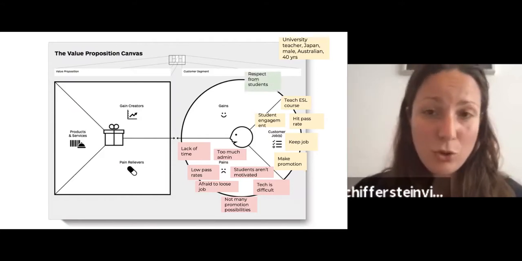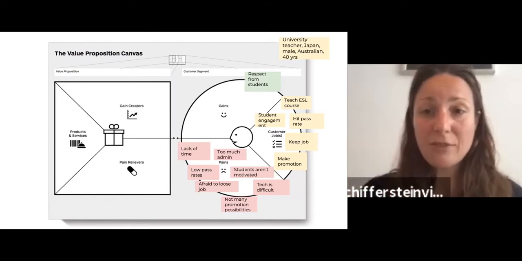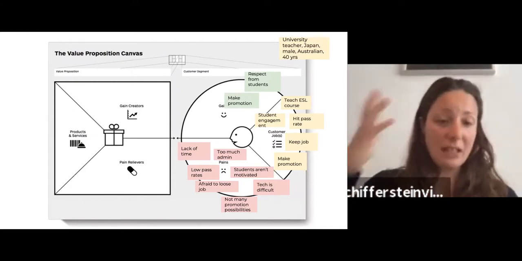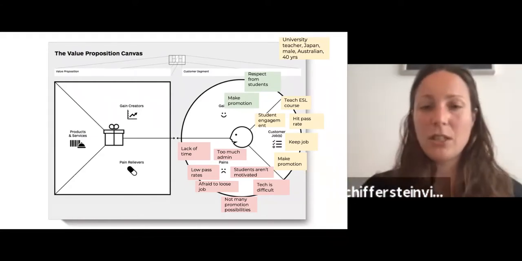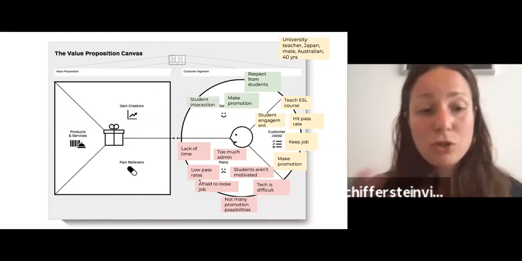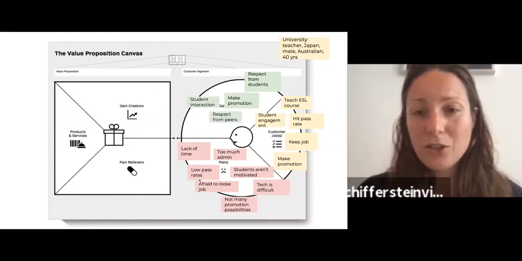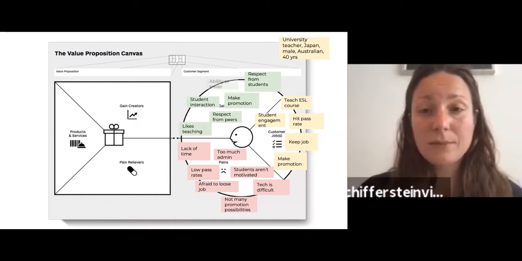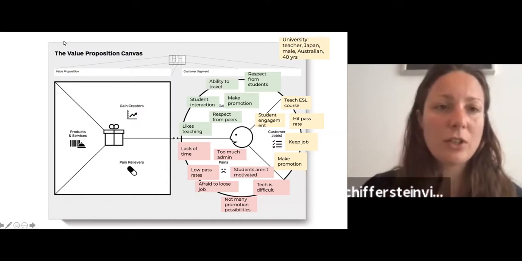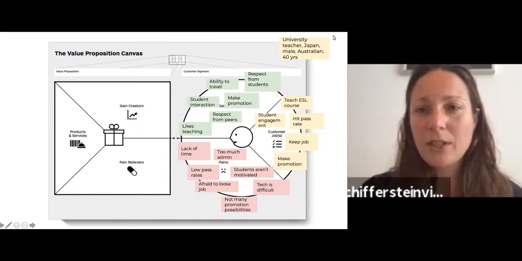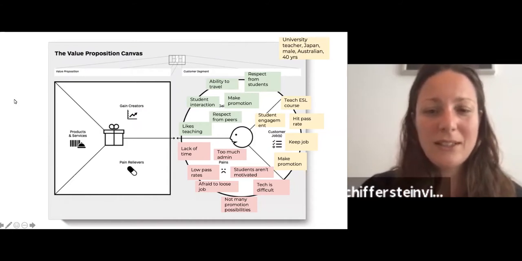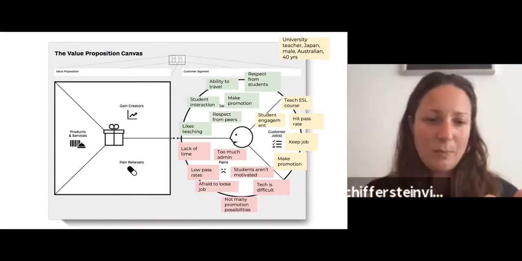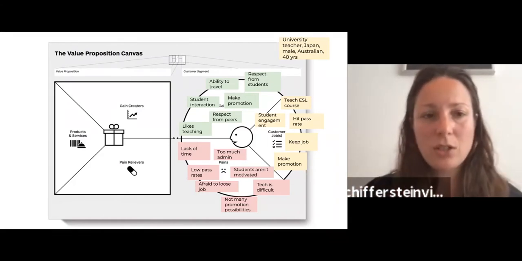But the gains from his job are he loves having respect from his students. He loves the opportunity he might have to be promoted and become a real professor in his field. He loves the student interaction that gives him energy, the respect from his peers, and he actually really likes teaching, and the ability to travel, because that always comes with the ESL job. People can travel anywhere and can do that job anywhere in the world. So that's the university teacher and his pains and gains and what he wants to get out of his job.